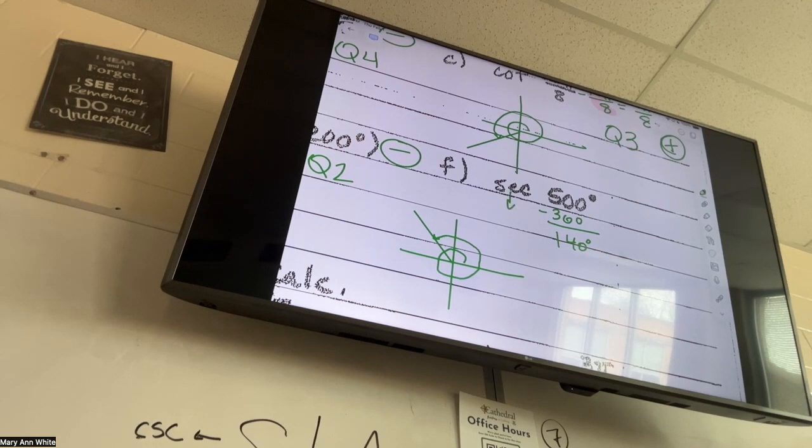Secant, now we have to remind ourselves, is 1 over what? We want it to be sine. Cosine. It's not cosine. Oh, it is cosine. Sorry, I don't know why I said that.